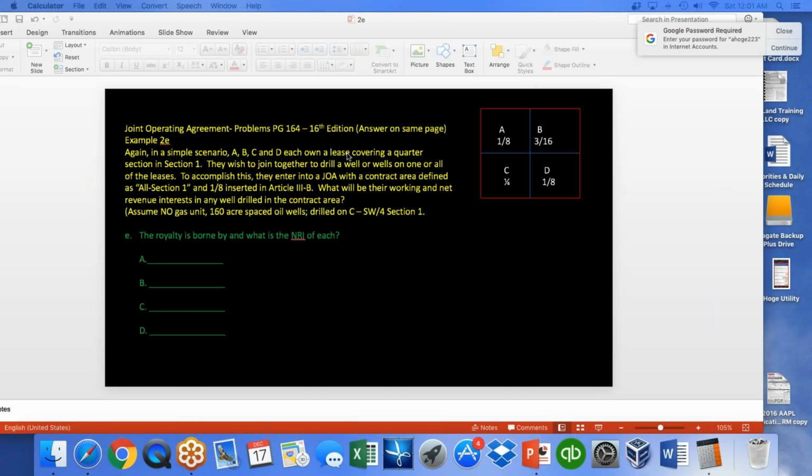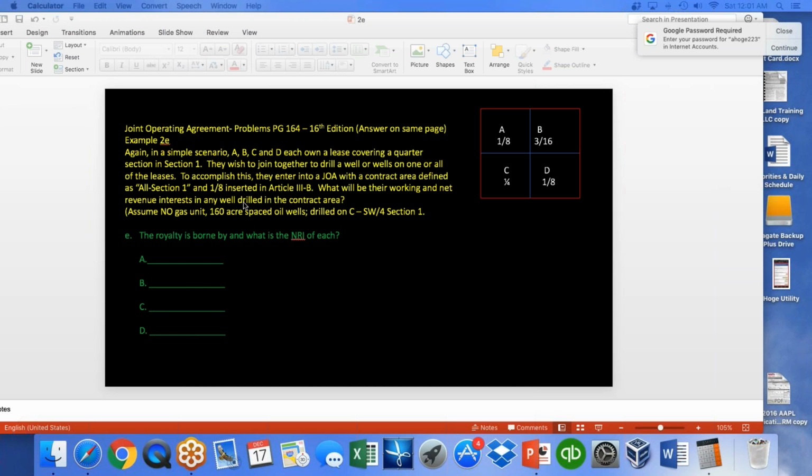A, B, C, and D each own a lease covering a quarter section in Section 1. So this is all of Section 1, and they each own a quadrant, a quarter section. They wish to join together to drill a well or wells on one or all of the leases. To accomplish this, they enter into a joint operating agreement with a contract area defined as all of Section 1, and 1/8 is inserted into Article 3B.